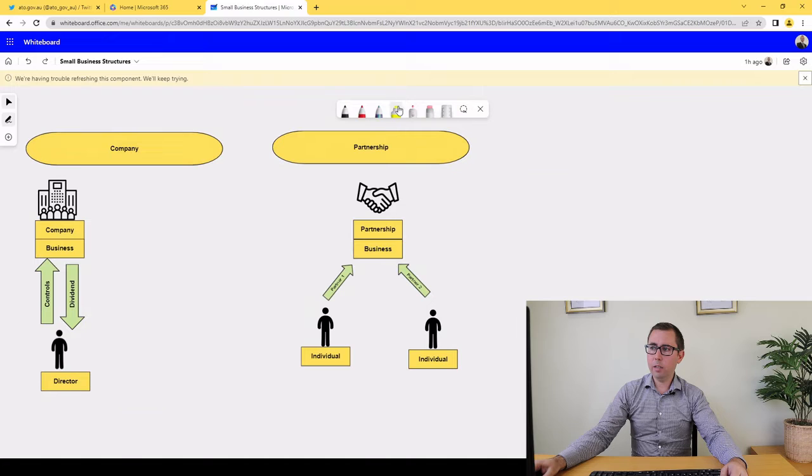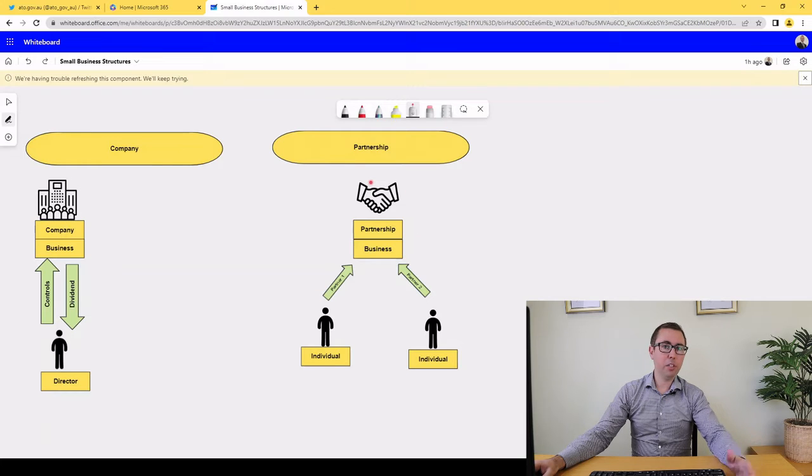So the next structure we'll talk about is the partnership. So in this situation, commonly you've got two individuals, husband, wife, two friends. They work in the business together, so they form a partnership, which is just an agreement. So you'll have to register an ABN for the partnership.